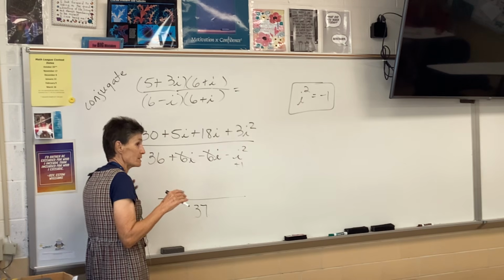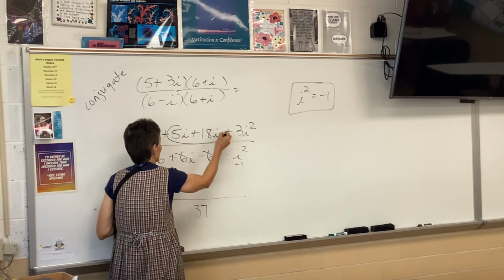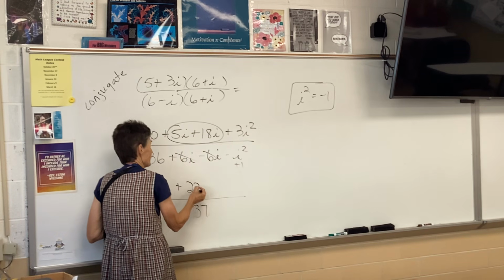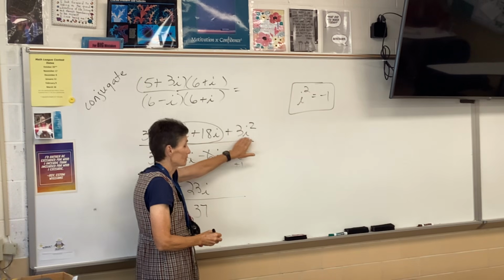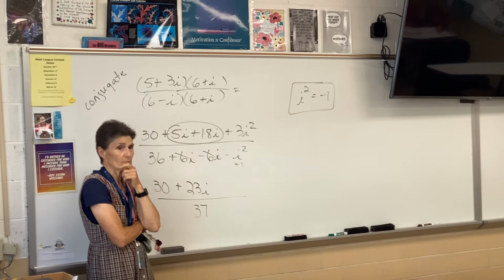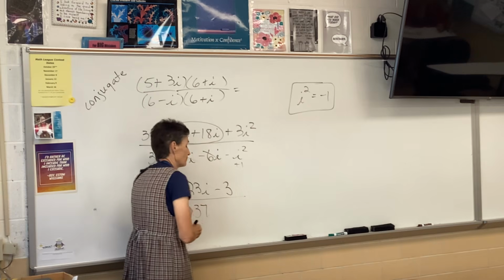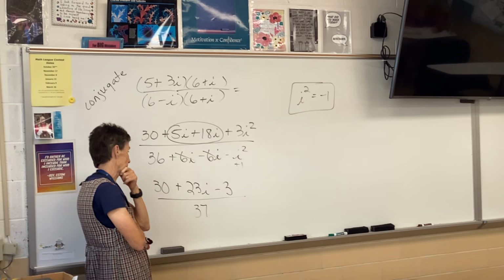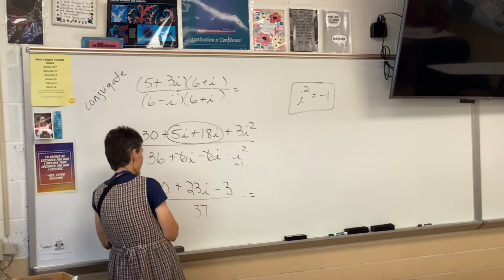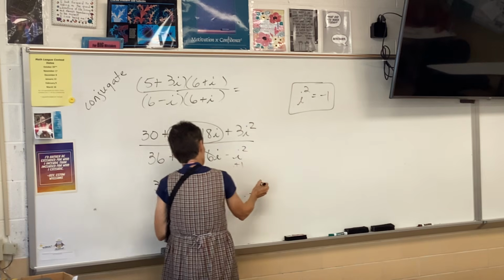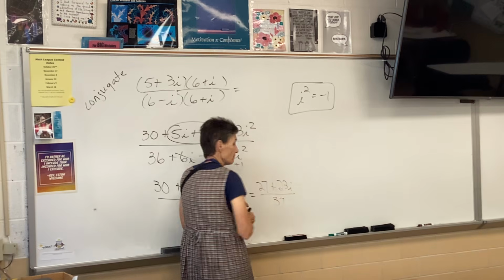Now, there's going to be i's in the top, but that's okay. 30 plus 23i. What's 3i squared? Negative 3. So it looks like my final answer after all that will be 27 plus 23i over 37. Does that look about right?